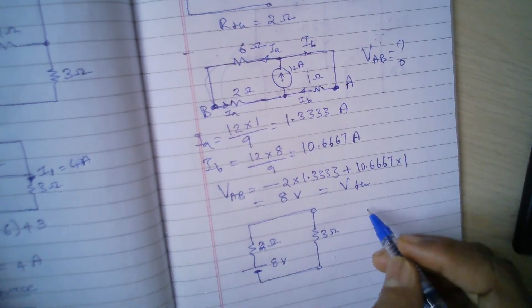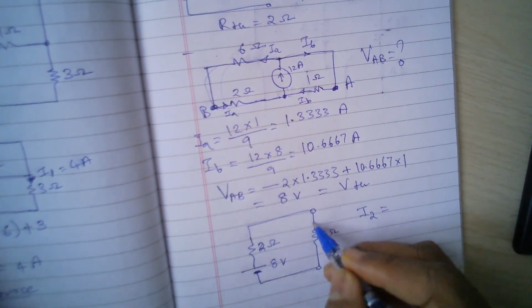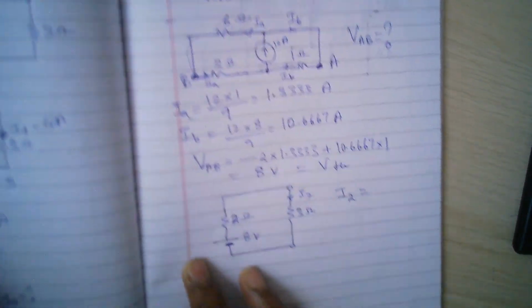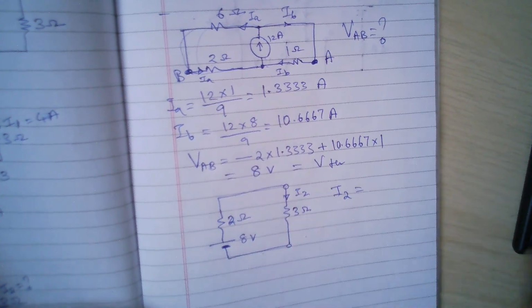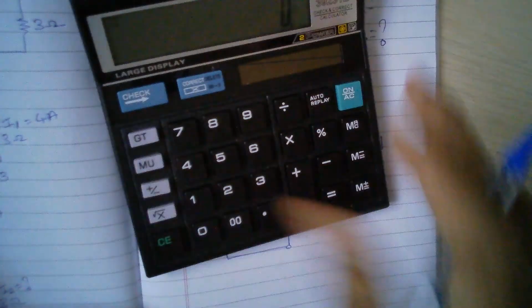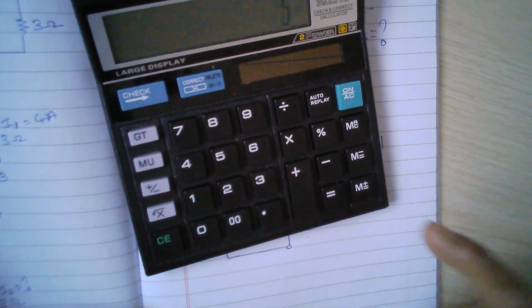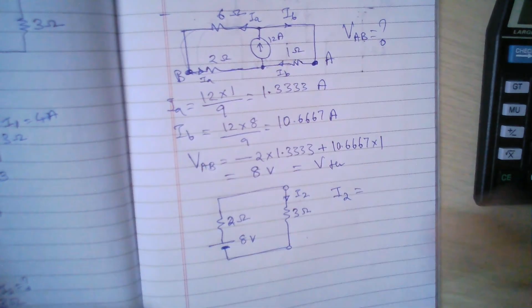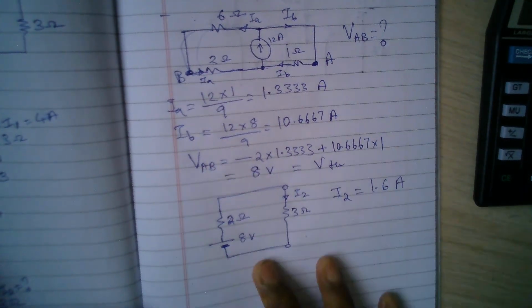So now finally, what is the current I2? Okay, so this current I was denoting as I2. So this is nothing but 8 by 2 plus 3. Okay, so 8 by 5, so 8 divided by 5. So I'm getting 1.6 amperes. Okay, so 1.6 amperes is the current.